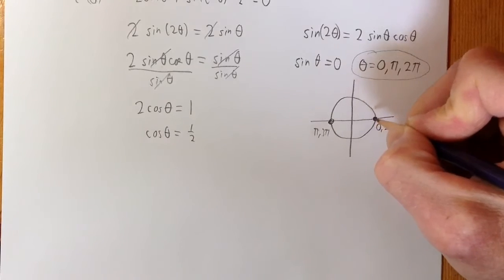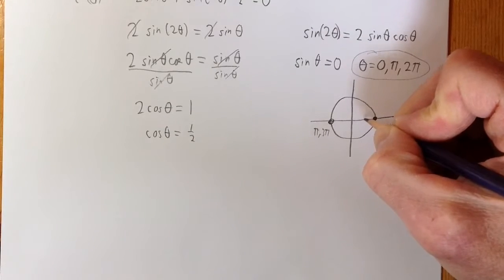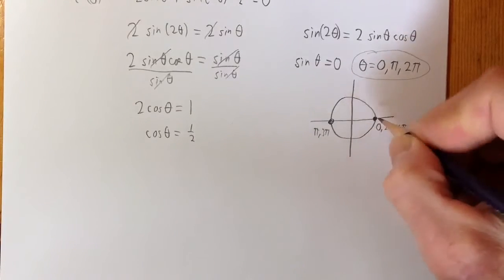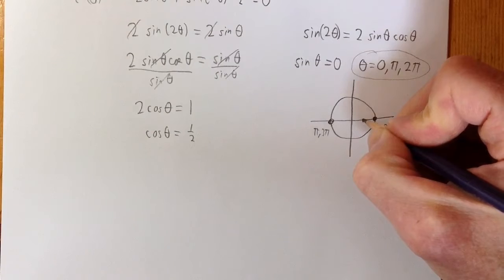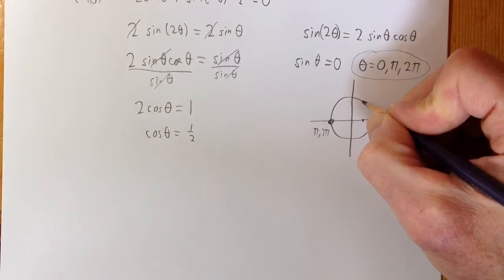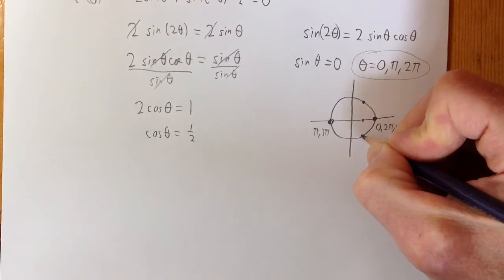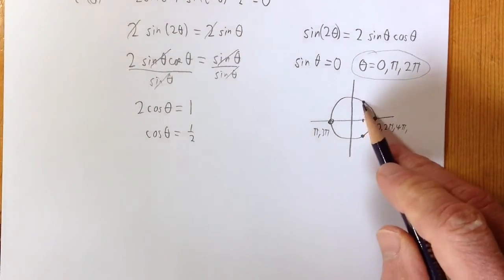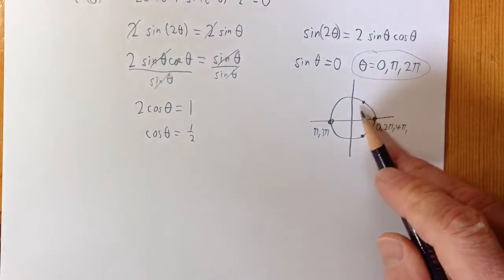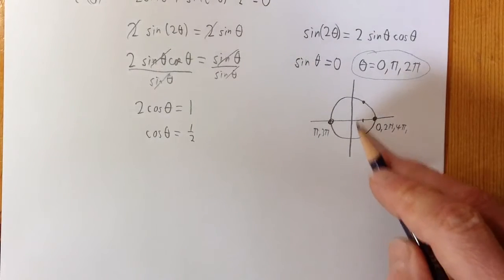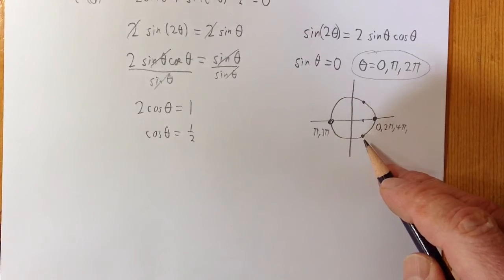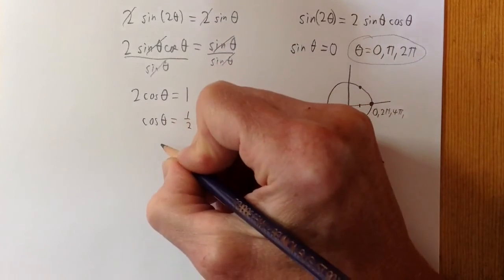So cosine theta is equal to 1/2. That means the x value is 1/2, so here's 1/2, and it's going to be right here and right here. So there are two places where this happens. One of them looks like maybe 60 degrees, and then negative 60 degrees, or that could be all the way around to this place too. So let's figure that out.